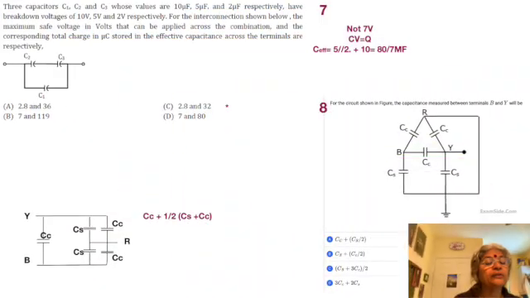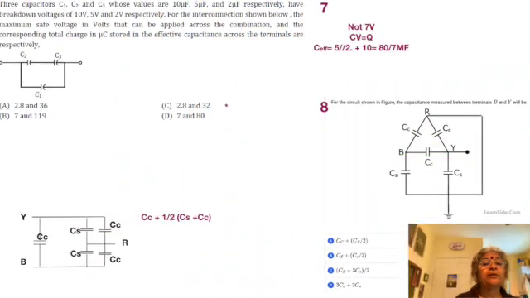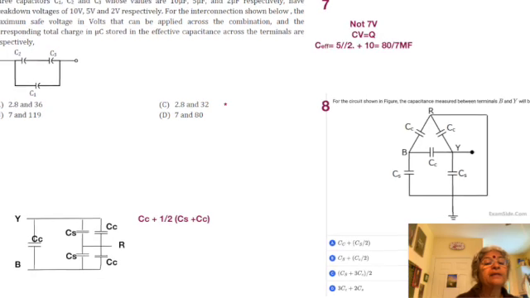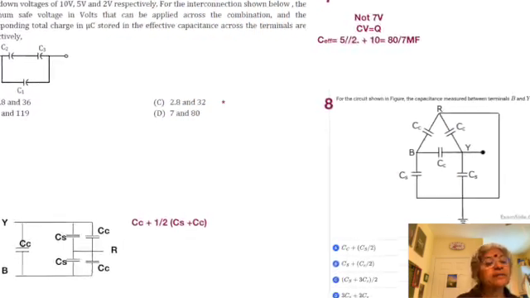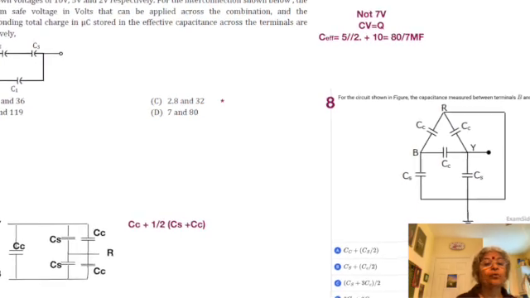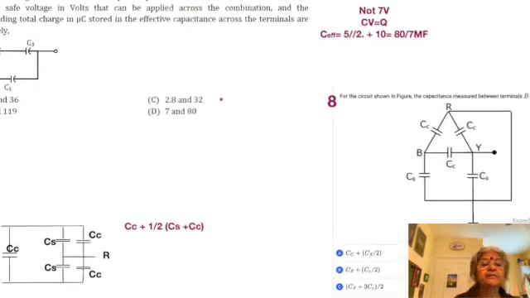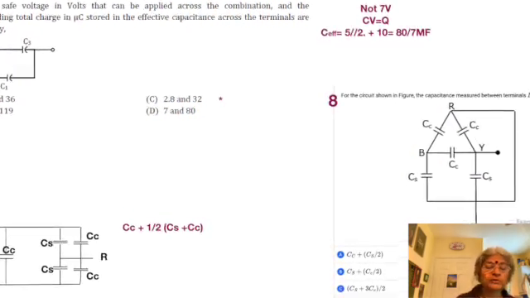Okay, so let's read further. Capacitors have breakdown voltages of 10 volt, 5 volt and 2 volts respectively. For the interconnection shown below, find the maximum safe voltage in volts that can be applied across the combination and the corresponding total charge in microcoulomb stored in the effective capacitance. Okay, so CV equal to Q is one way, and then you have the different answers. So when you are having the different answers, it's best to see that CV should be equal to Q.